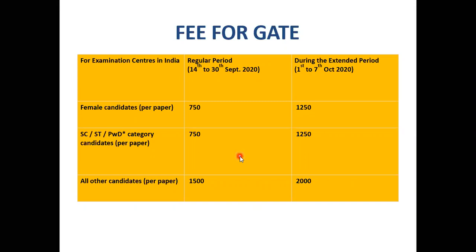So this is the fee structure when you are applying in the regular period, that is from 14th September to 30th September. But if you are late, and want to apply after 30th September, then you need to pay an extra amount of 500 rupees, from 1st to 7th October. So this is the fee for the GATE examination. 750 for female candidates, all female candidates, and 750 rupees for SC, ST, PWD candidates, and for the remaining candidates 1500 rupees. This is the fee.